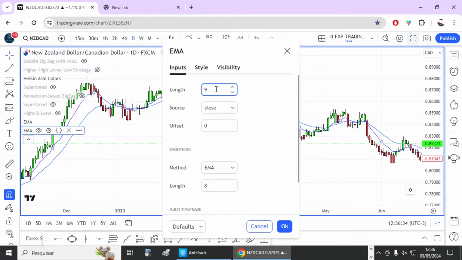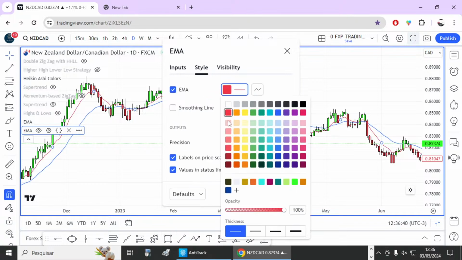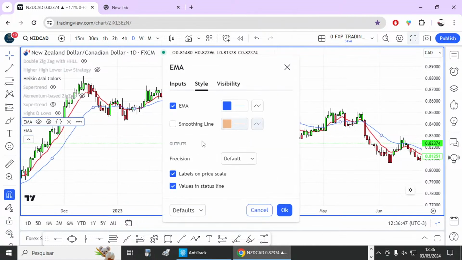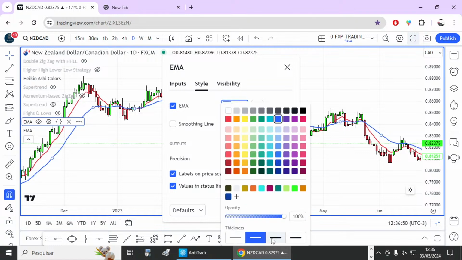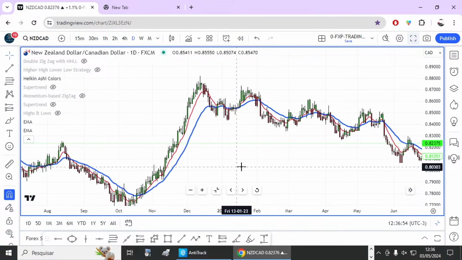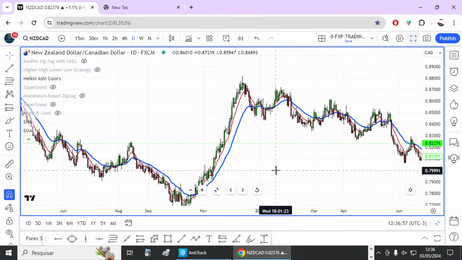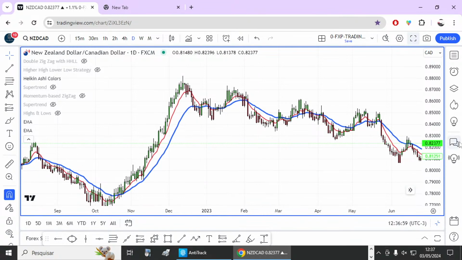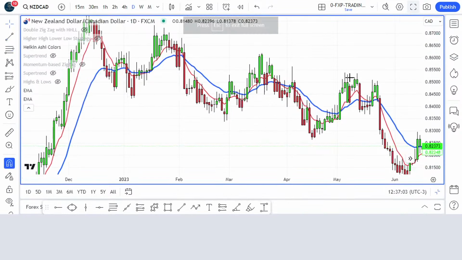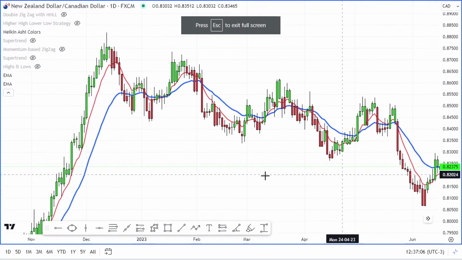Not sure about this one. 8. And style and changing colors, maybe like this. All right, and the first one we are going to make it bigger, bolder. There you go. Okay, everybody. How does this work? Trade management, just an example.